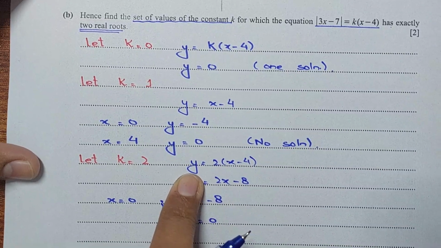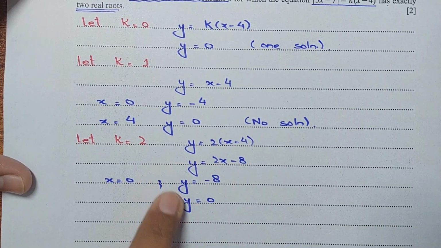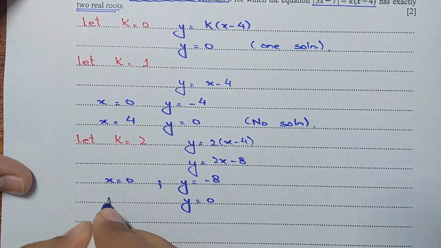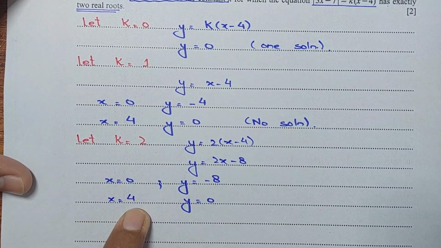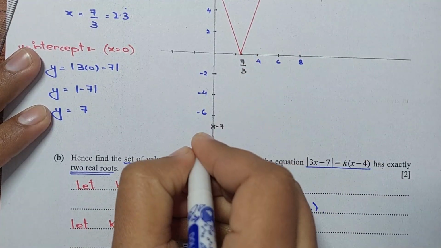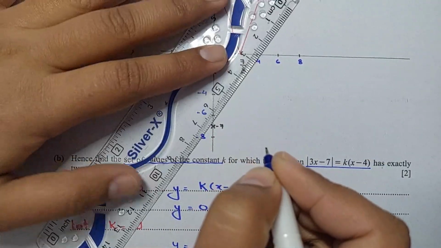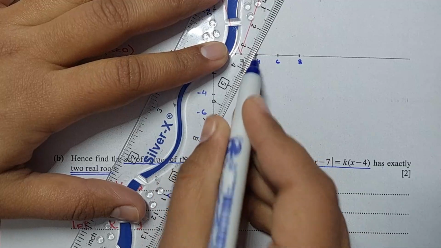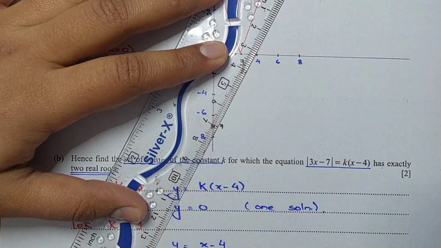And when y is 0, x would be equal to, shift the 8 on the other side and divide by 2. 2 times 4 is 8. X is equal to 4. So 4 and minus 8. Okay. So x value is 4 and the y value is minus 8, right? When you connect these two, 4 and minus 8, again there is no solution, right?